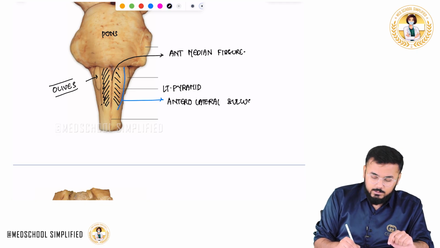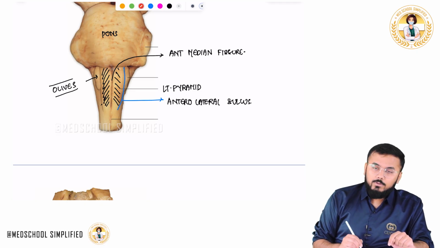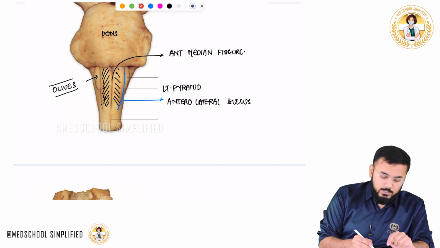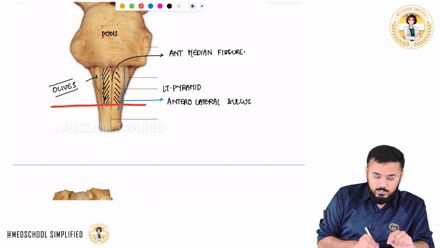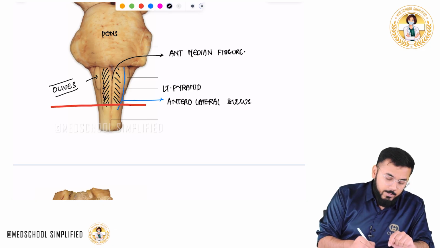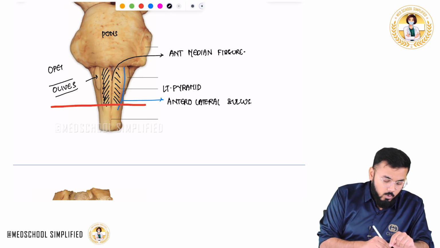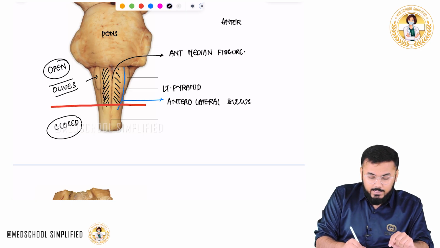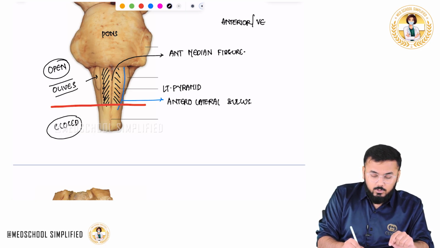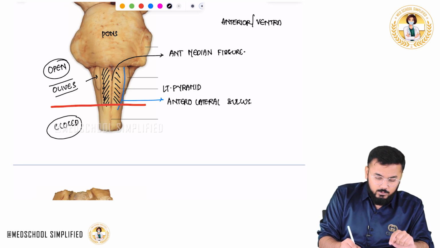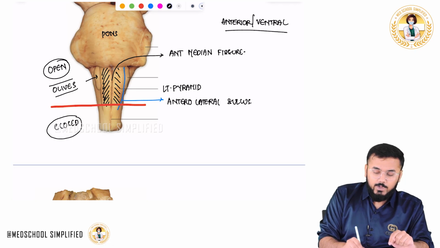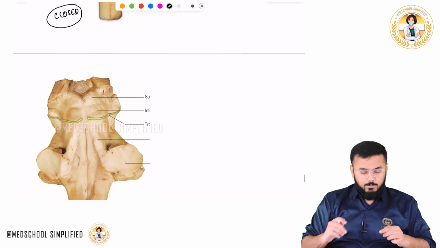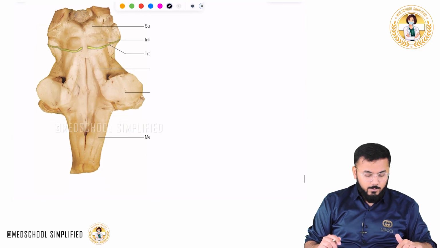What I was telling you is that this medulla oblongata is divided into two parts. The upper part is called the open part, and the lower part is called the closed part. This is a view from the anterior side. The anterior side is also called the ventral side. So this is a view from the anterior or ventral side. If I am turning it back, this is how it looks on the back.